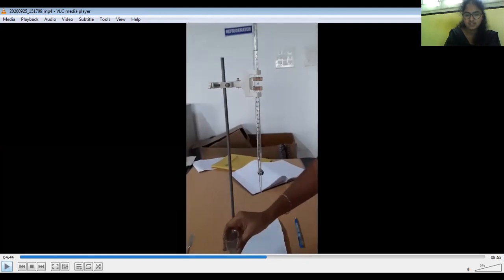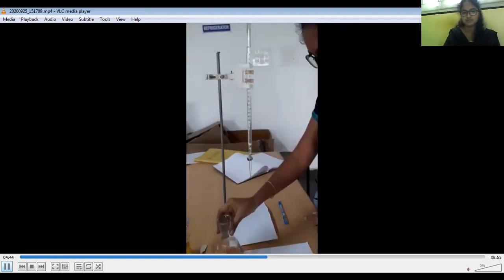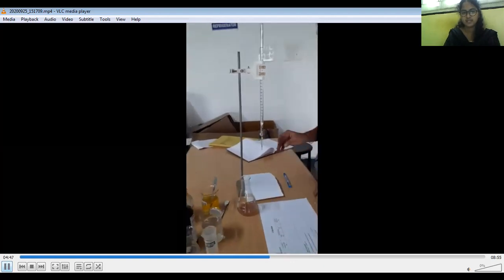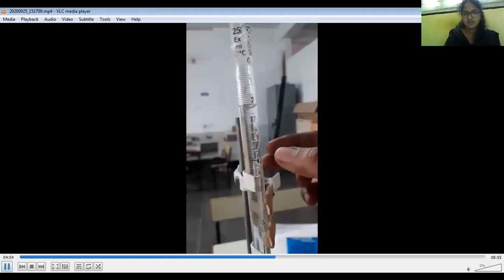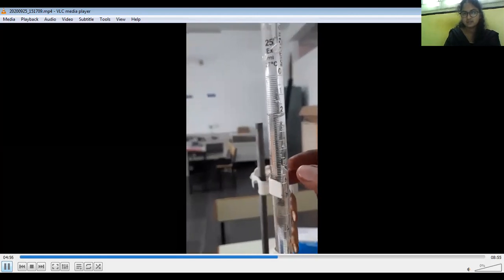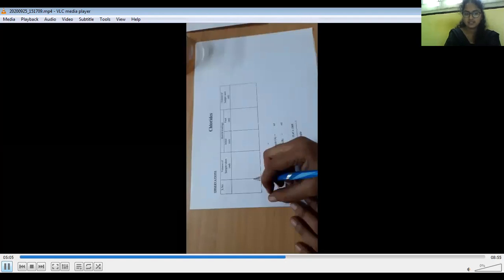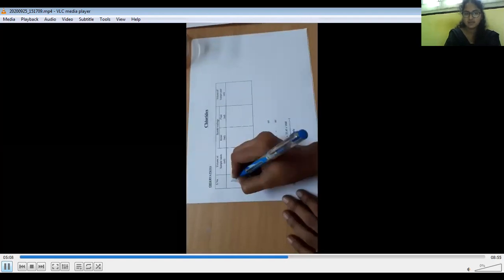Now we will stop the titration and note down the reading from the burette. What's the value we get? That is approximately 2. That value will be noted down.